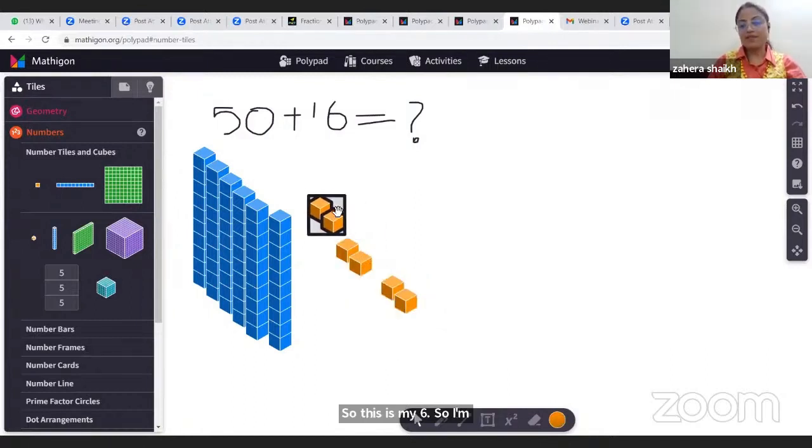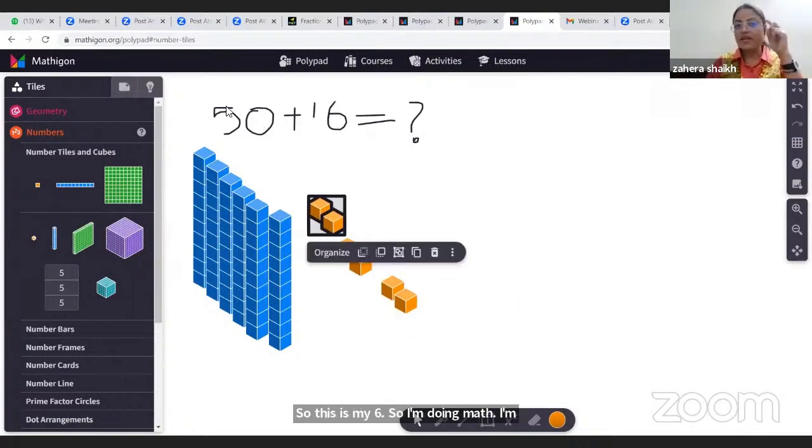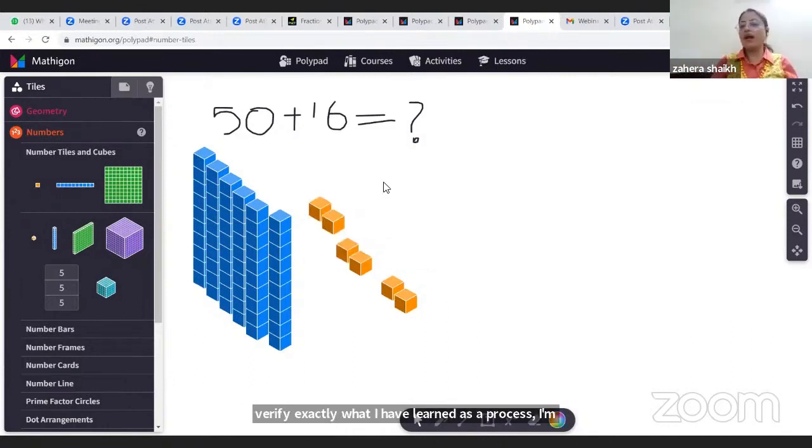So I'm doing maths. I'm just calculating this in my head by following a procedure that I have learned in my school time, something I have memorized as steps. I need to add 50 with the tens first, and then keep that 6 here. So I'm just using this manipulative to verify exactly what I have learned as a process. I'm just putting manipulatives there. This is how I have done maths using manipulatives.